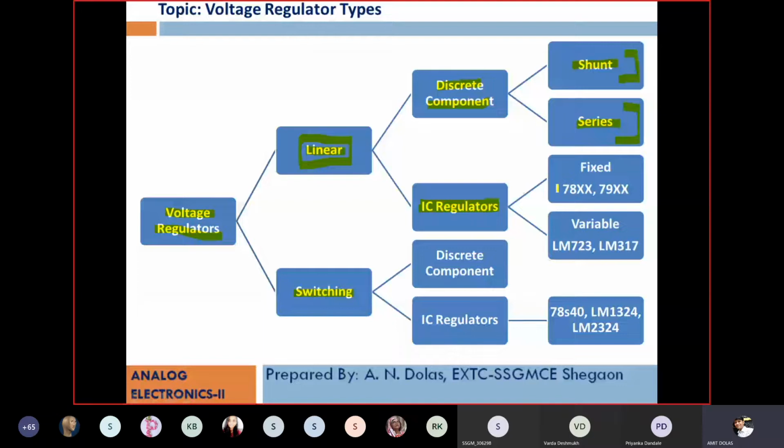Under IC regulator there are several IC regulators available, of course a huge number, but out of which I have shown on the PPT whatever is in the syllabus as an example. So under IC regulator we have the fixed IC regulators, that is 78XX and 79XX, which we have in our syllabus. Then the variable IC regulator is LM723, which can be configured as a high voltage regulator as well as a low voltage regulator, variable as well as fixed as per your need.